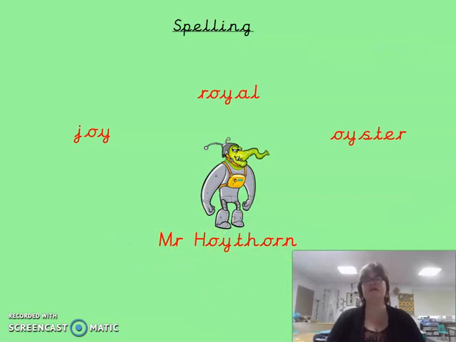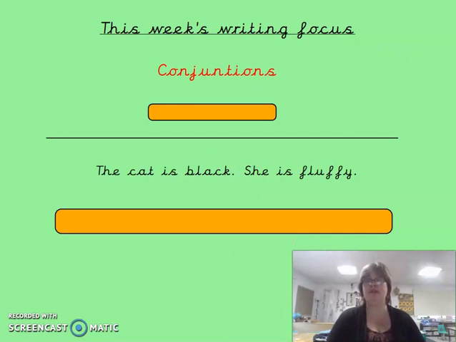Okay, so today, as well as thinking about our new sound, our oi sound, we're going to think about another type of writing that we can use, and that's the word of conjunctions. We're going to think about using conjunctions in our writing. So conjunctions are things that join our sentences together to make them longer and more interesting.